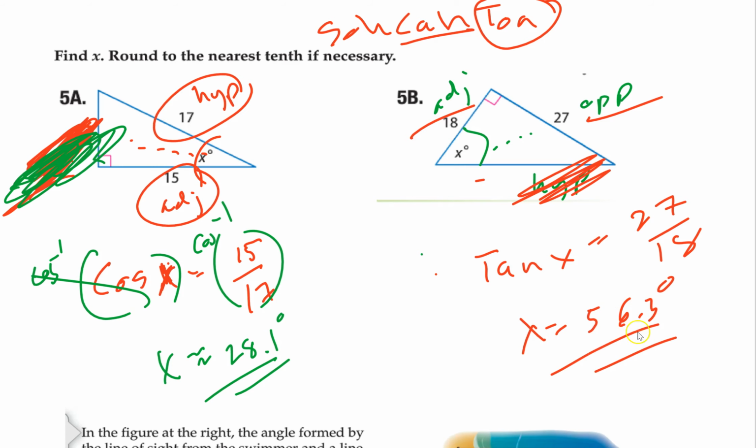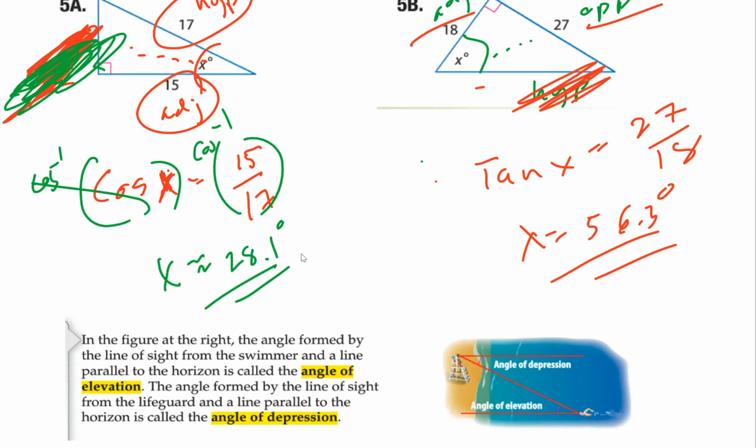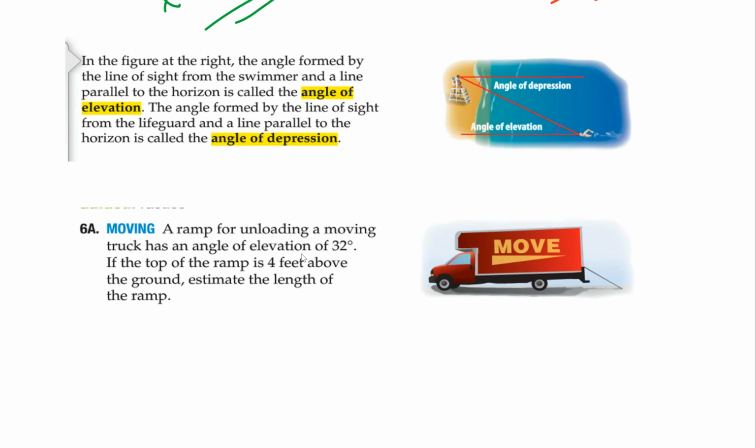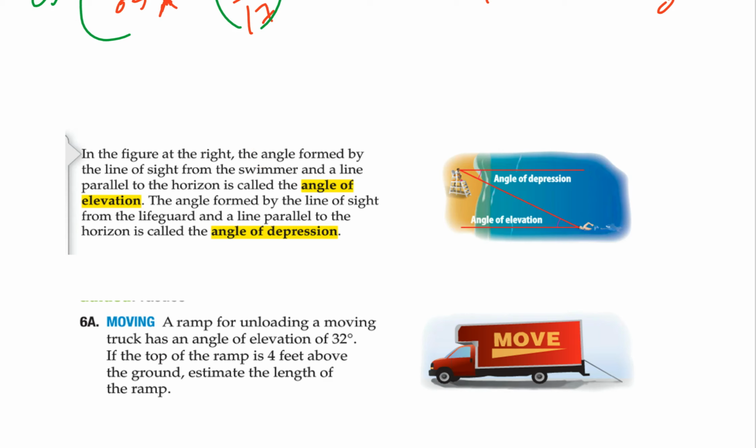Okay, almost done. Now let's apply both of these techniques to an application problem. First up, we have to talk about what angle of elevation and depression is. So here's the key thing a lot of people mess up. When we talk about angle of elevation and depression, the key thing to keep in mind is that it starts from a horizontal line. So here we go, the horizon. It all starts from a horizontal line.